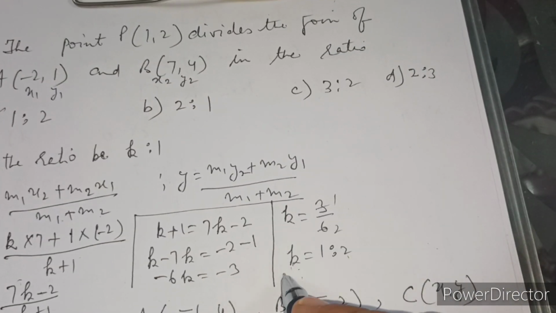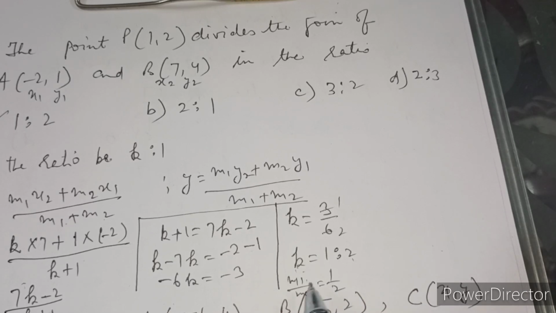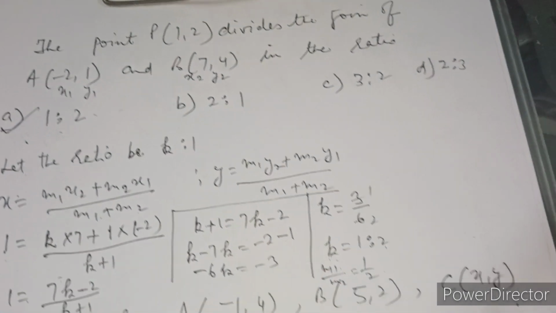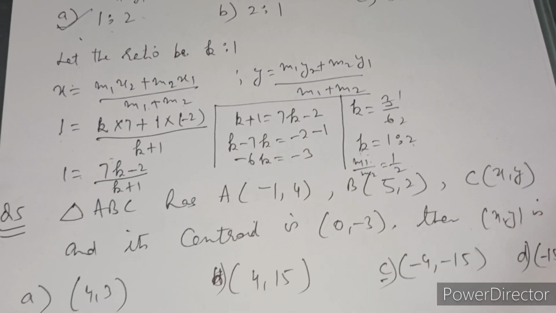Okay, k is nothing but m1 upon m2 only, it means 1:2. So which ratio would be the answer? This A part would be the answer. Okay, remember this is the way of solving such questions.